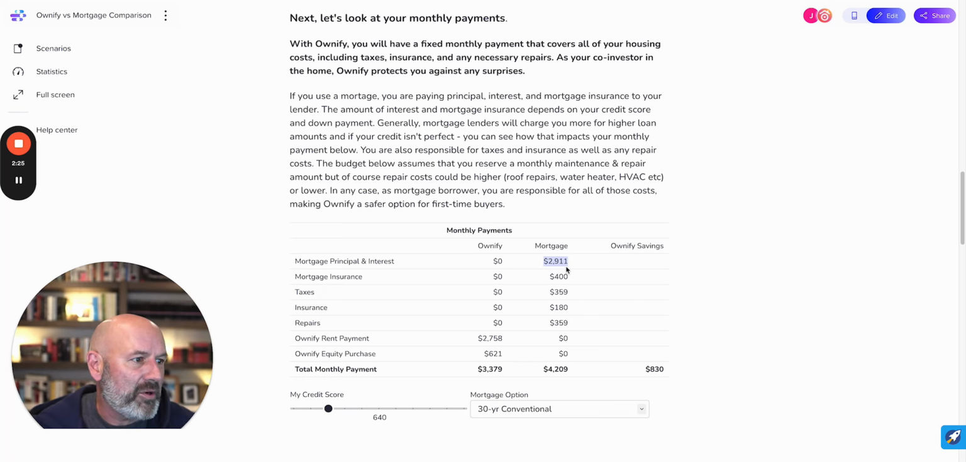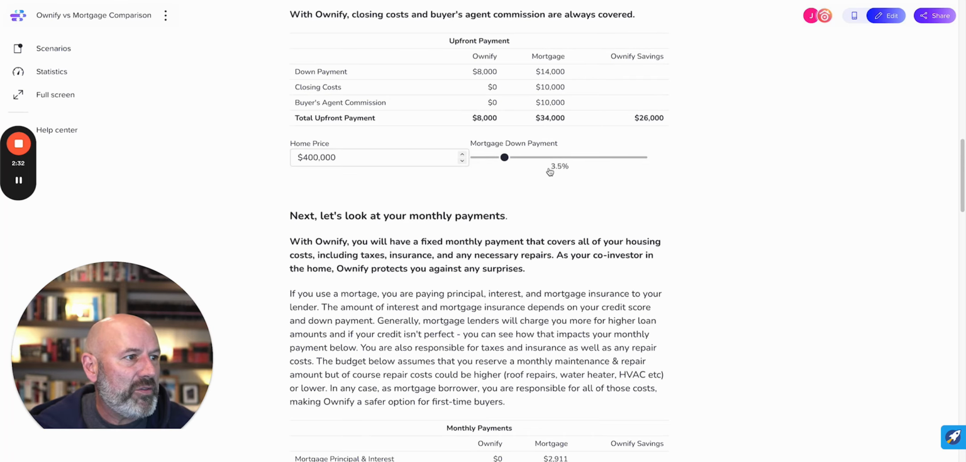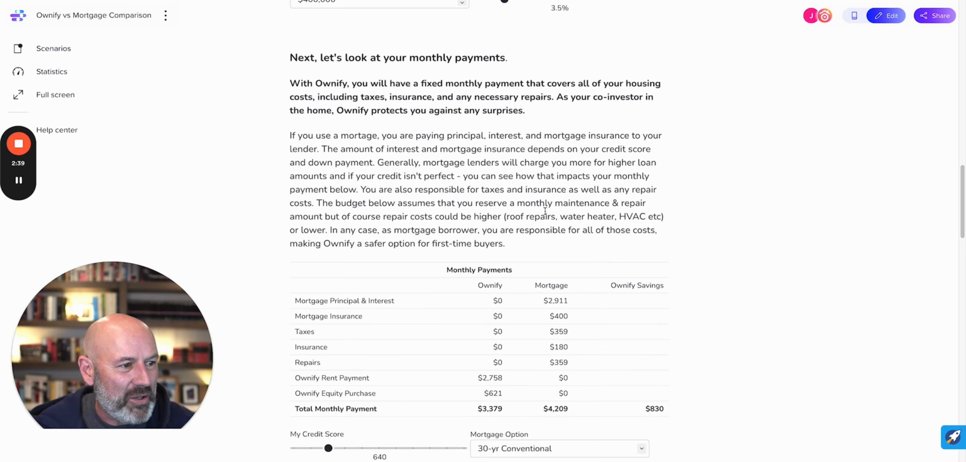So in this scenario, again, for a $400,000 loan, $400,000 purchase with 3.5% down, your mortgage balance on day one is $386,000. That's the mortgage, and you're paying $2,911 a month in principal and interest. Now, with a low down payment mortgage, you also have to pay mortgage insurance, which in this scenario is about a point. So that's $400, a little over a point. So it's about $400 a month.